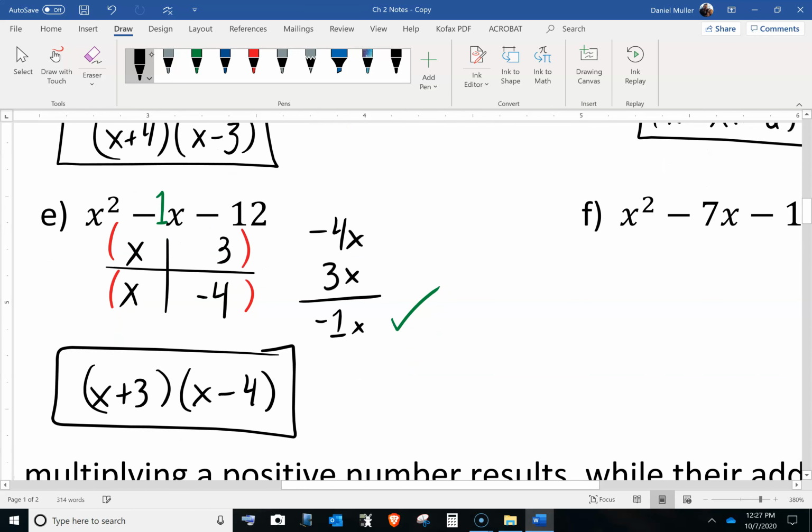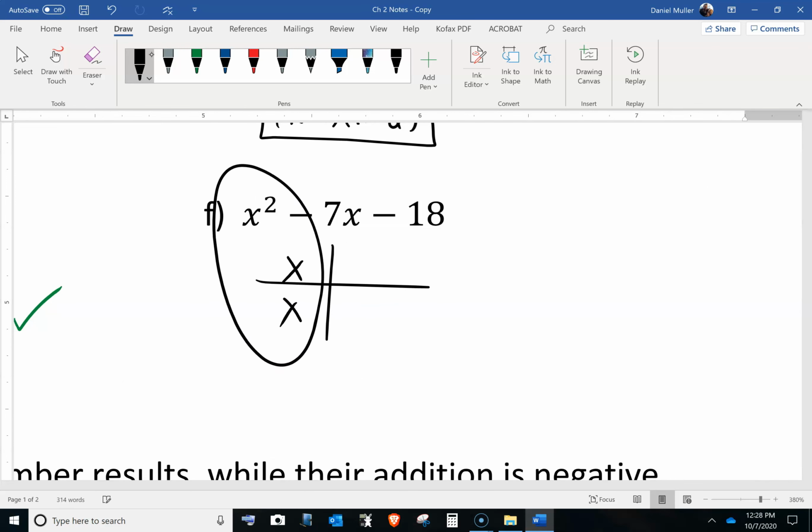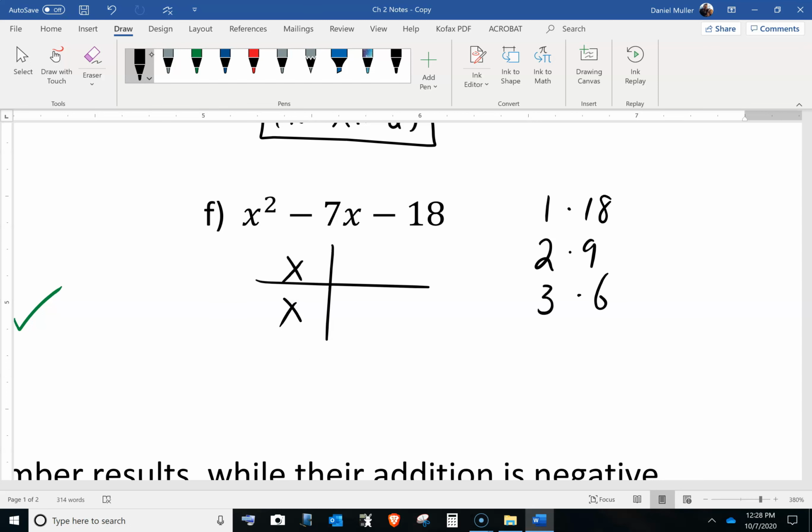All right, let's try f here. So I've got an x and an x. That multiplies to x squared, so that's good. And then 18. Well, that's 1 and 18, 2 and 9, 3 and 6, 4 doesn't work, 5 no, okay, so that's it. Which one could it be? I need to get a -7.